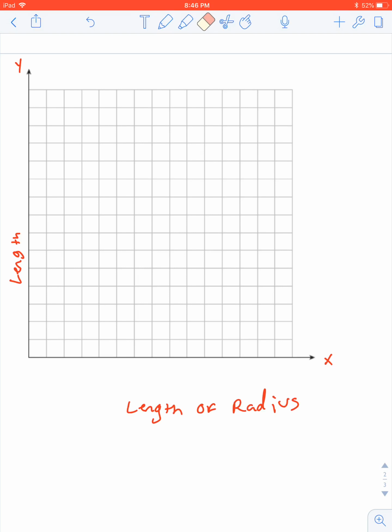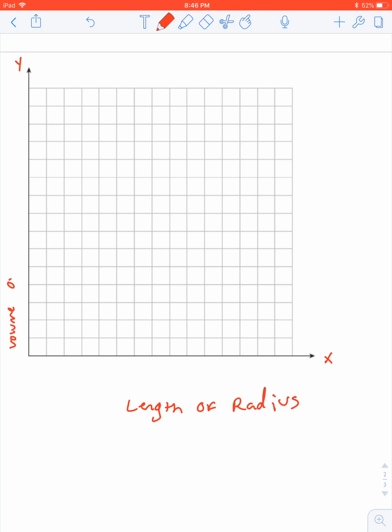And the length, oh, I'm sorry, not the length, what am I thinking? Not the length, the volume of our cone, okay? It's going to be on the y-axis, okay? So we're establishing kind of a relationship here.